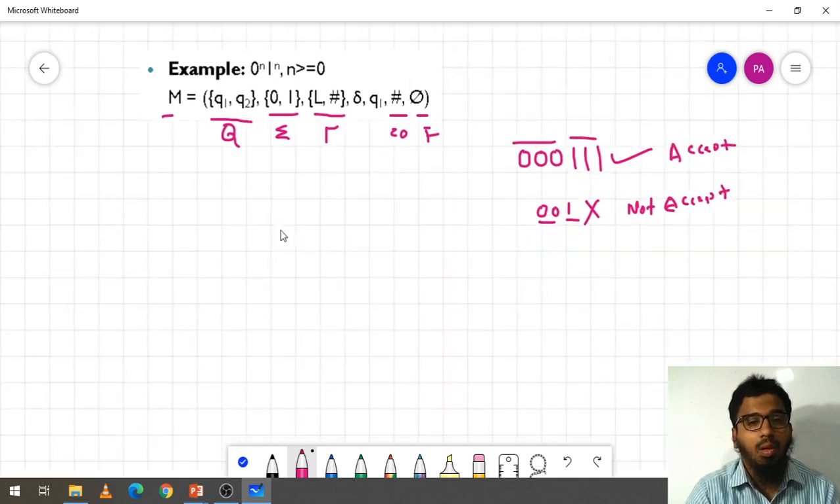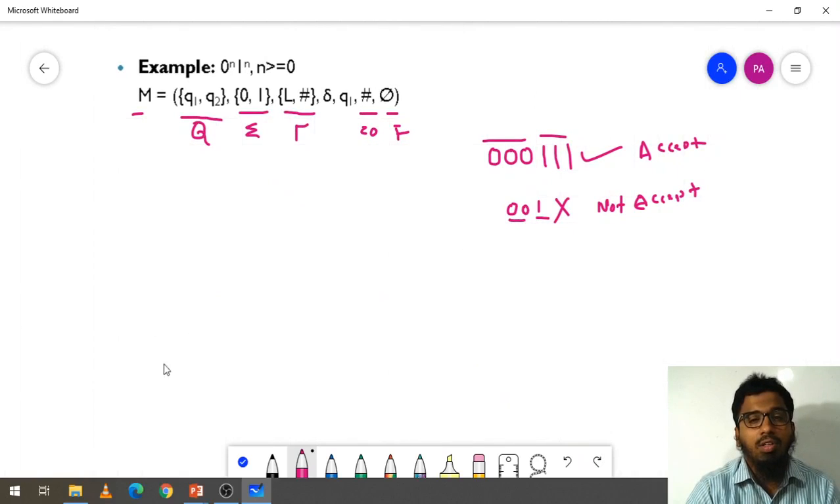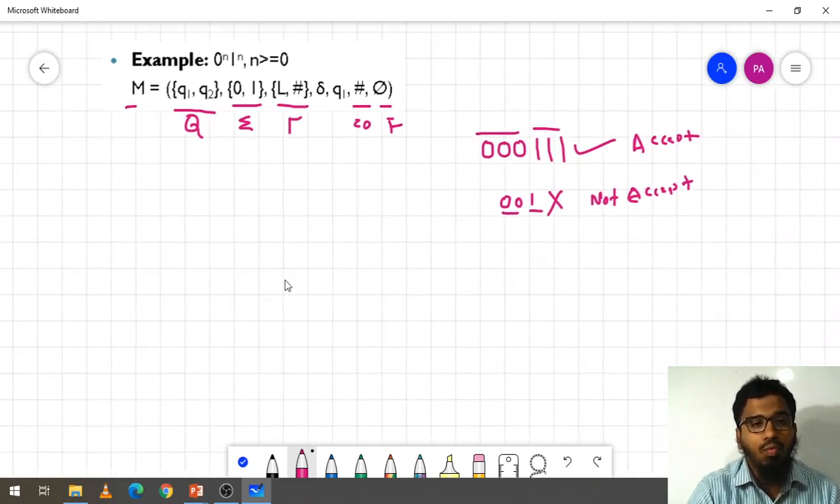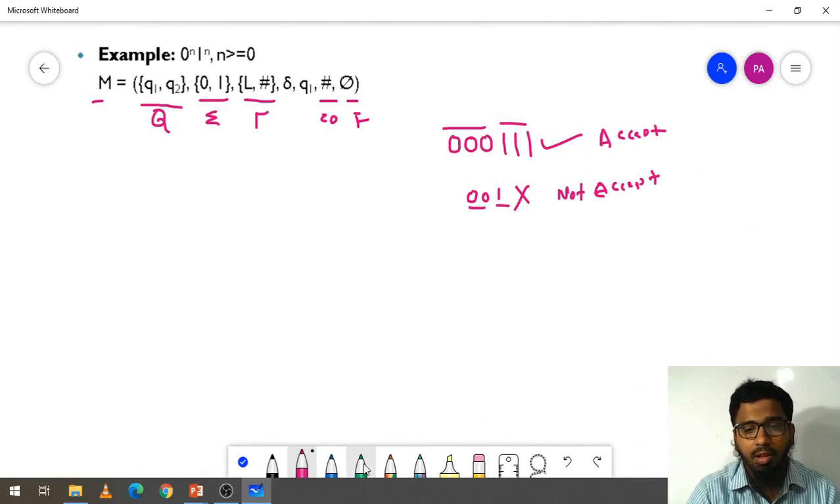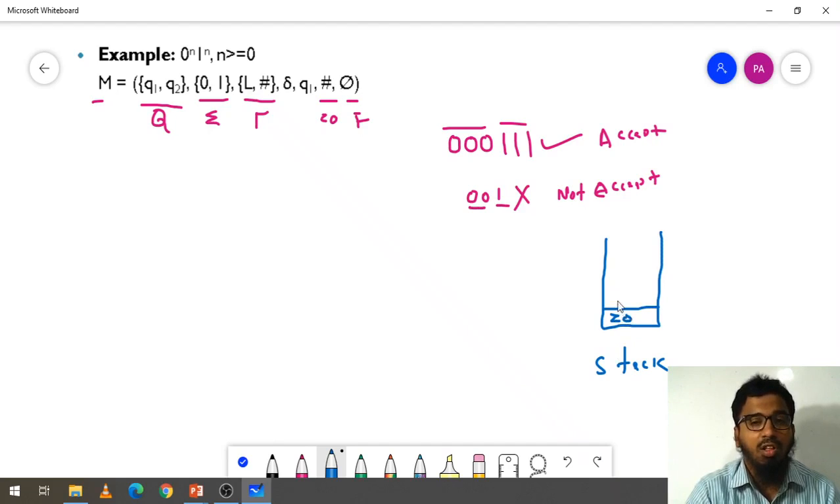Okay. So here now we will do one thing. First of all, we will draw the stack. Okay, we will draw the stack. This is the stack, and in the stack initially there will be a Z0, the initial Z0 is there.